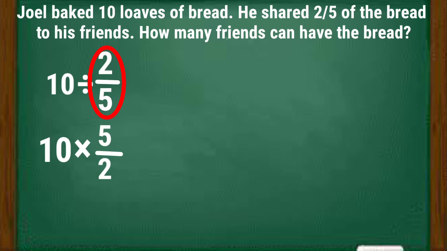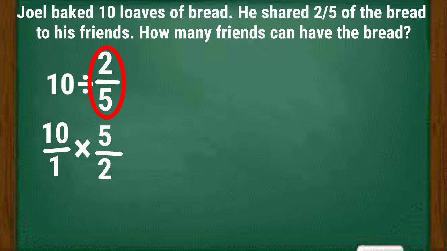Take note that 10 here is a whole number. So what will you do? You have to change it into a fraction. How will you change a whole number into a fraction? You just simply put 1 below 10. So that is 10/1 times 5/2. And then follow the steps in multiplying fractions.